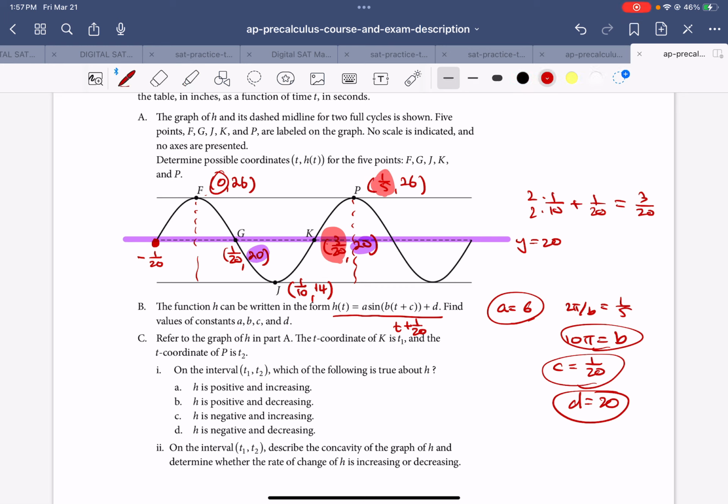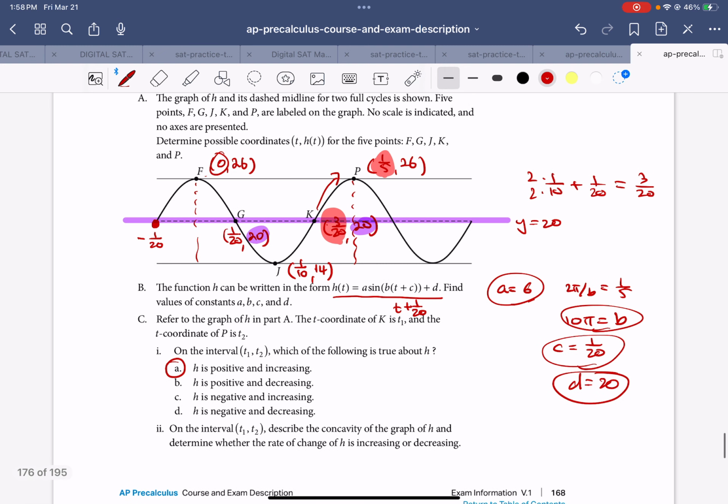Okay. So on that interval, which of the following is true about h? We know that h is positive. It's not negative. The height is always positive, so negative doesn't make sense. And the height is increasing, right? It's going up, so increasing. So the answer is A. So between t1 and t2, between the time 3 over 20 to 1 over 5, the height is positive and also increasing because it goes this way.